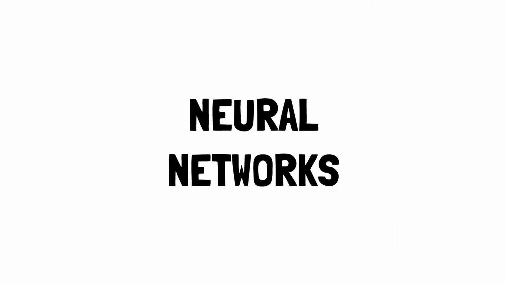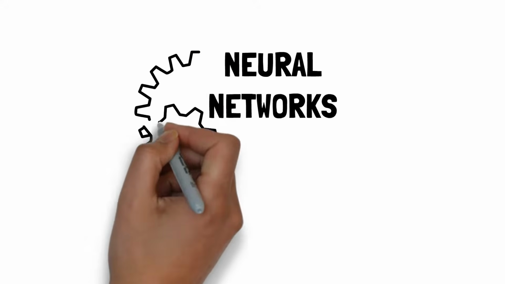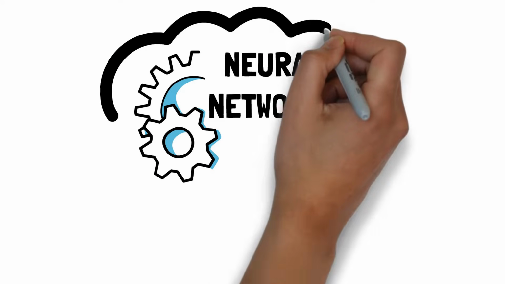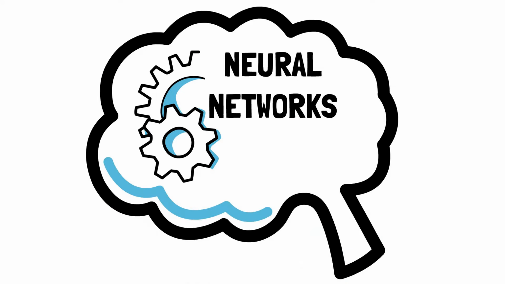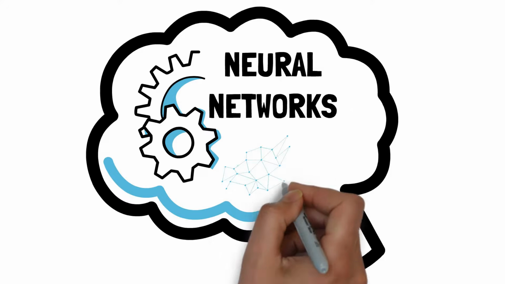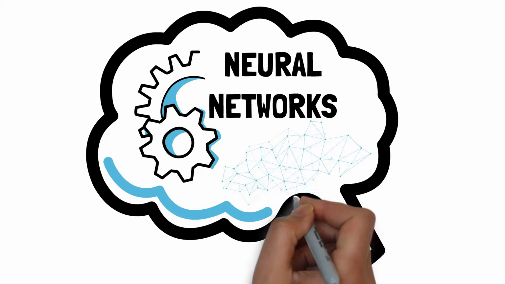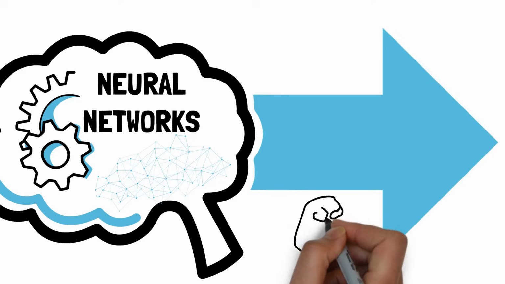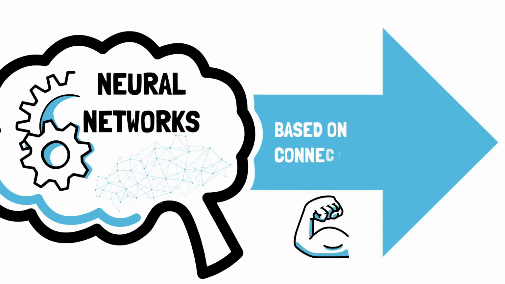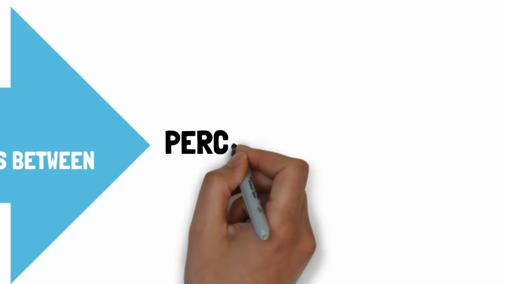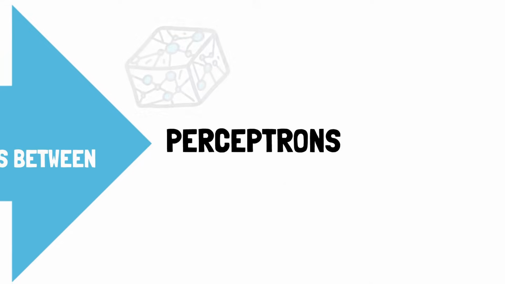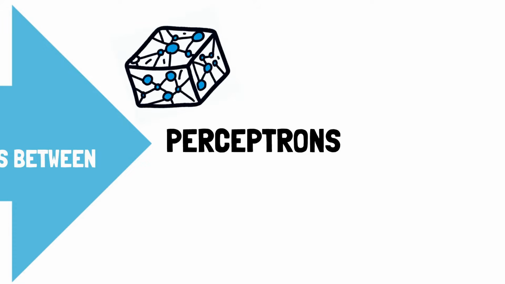So, what exactly is a neural network? It is a computational model inspired by the human brain. Just as the brain's computational power comes from its billions of interconnected neurons, neural networks draw their strength from connections between simpler units called perceptrons. Perceptrons are the cornerstone of every neural network.